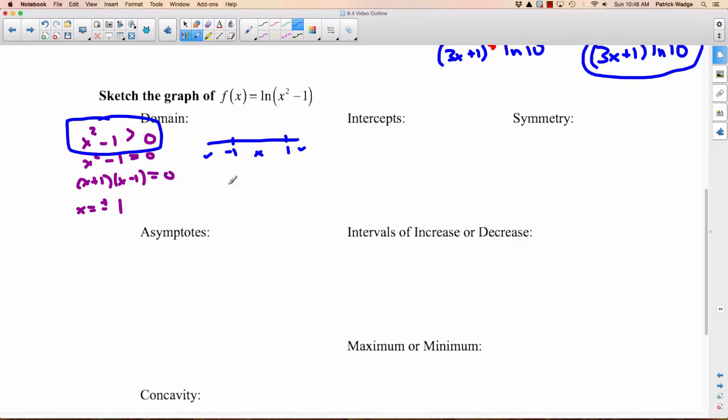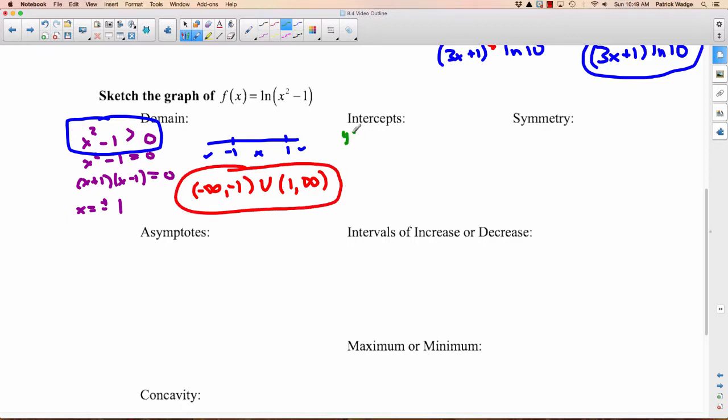The domain is from negative infinity up to negative 1, not inclusive, remember it's just greater than, as well as from 1 up to infinity, not inclusive. Okay, the intercepts. Let's look for the y-intercept first. That's easier. We just put 0 into the x. So you get the natural logarithm of 0 squared minus 1, the natural logarithm of negative 1.